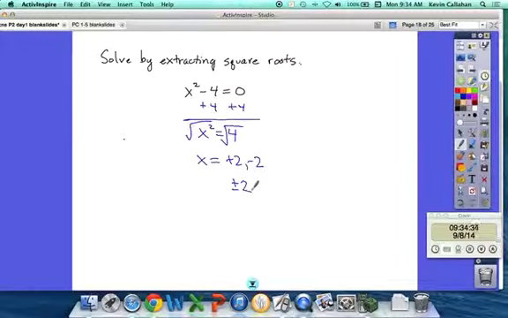Remember, we solved that exact one by doing difference of squares. X plus 2 times x minus 2. And we got the 2 and the negative 2.